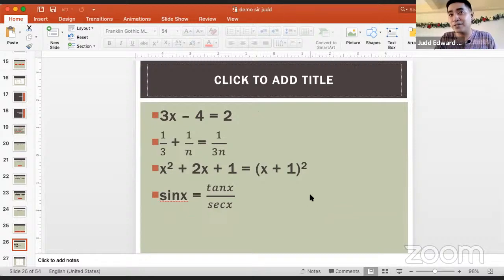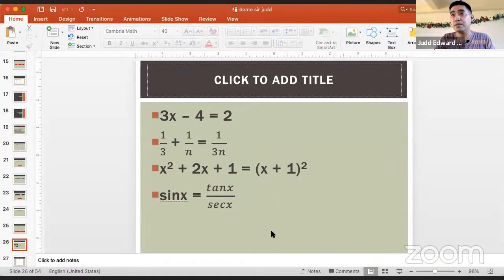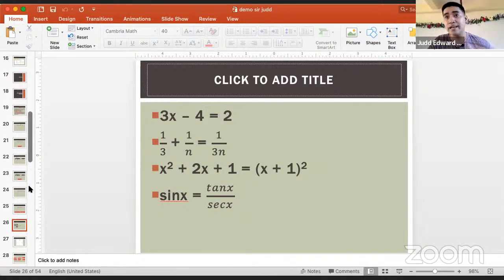So could you please try this one? I'm giving you 2 minutes, since some of the examples are answered by merely looking at it. 3x minus 4 is equal to 2. 1/3 plus 1 over n is equal to 1 over 3n. X squared plus 2x plus 1 is equal to the quantity x plus 1 squared. Sine x is equal to tan x over secant x.